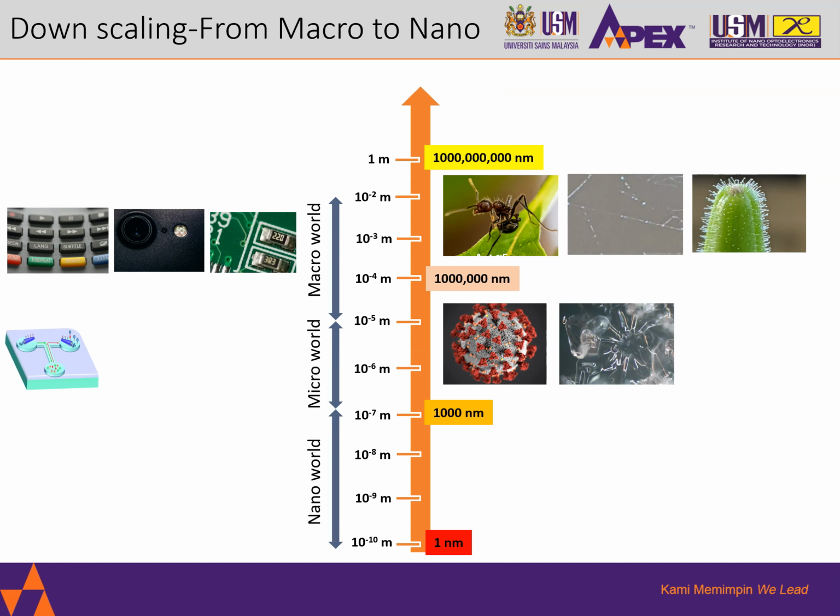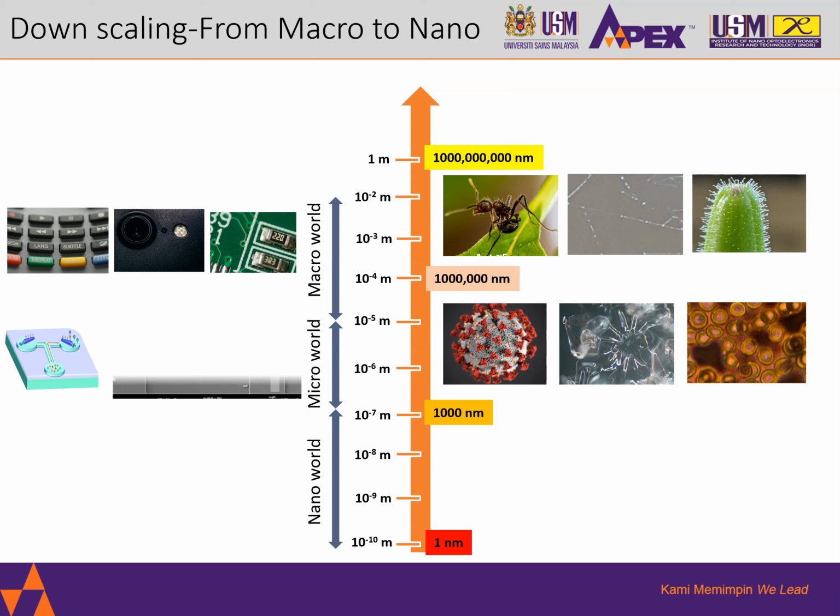This is a single crystal of ice. What else? This is our red blood cells, and this is a microelectromechanical system or device, or in short MEMS. These objects are all within the micro scale, and these structures still can be resolved using light, and therefore can be viewed under the optical microscope.